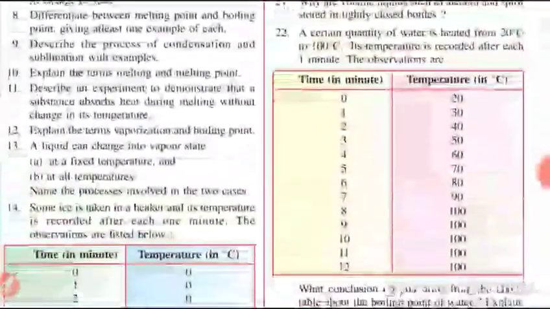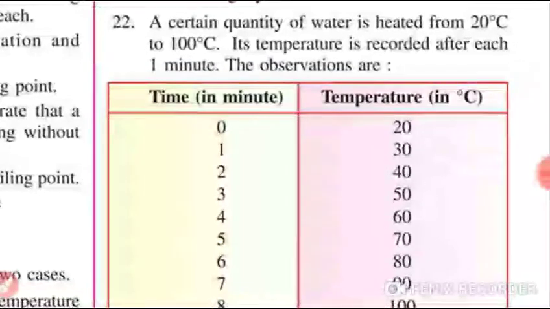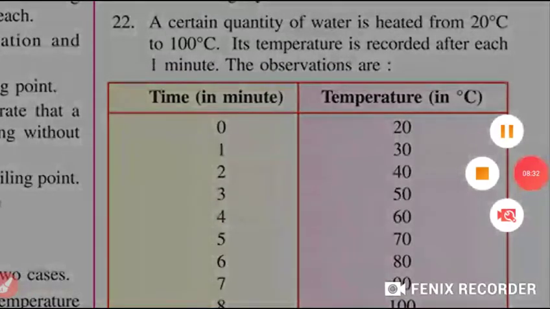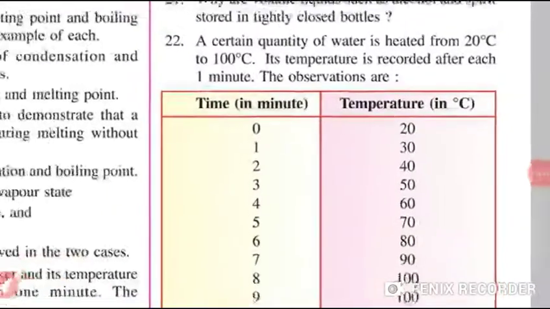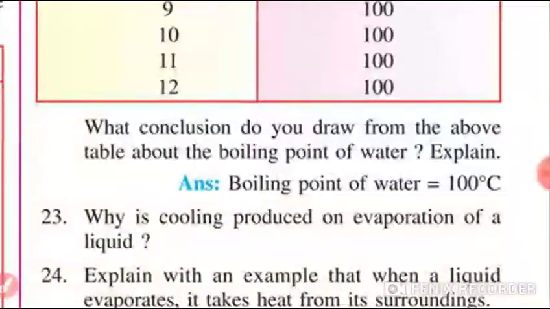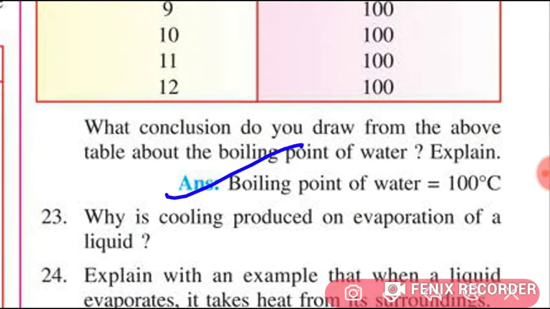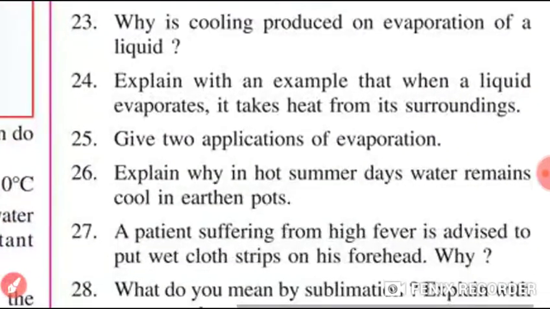Now come to question number 22. Students, a certain quantity of water is heated from 20 degrees Celsius to 100 degrees Celsius. Its temperature is recorded after each 1 minute. These observations are given. What conclusion do you draw from the above table about the boiling point of water? Students, your answer is already given. The boiling point of water is 100 degrees Celsius.